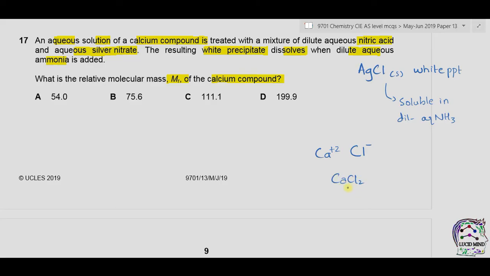Let's find the molecular mass of calcium chloride. The atomic mass of calcium is 40, while for 1 chlorine it is 35.5. So it is 111.1. The answer is therefore C.